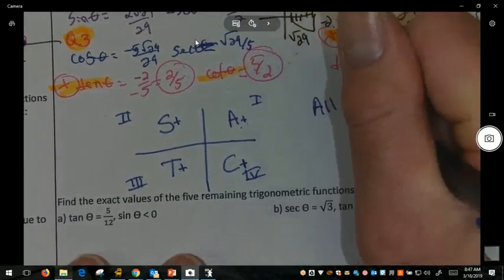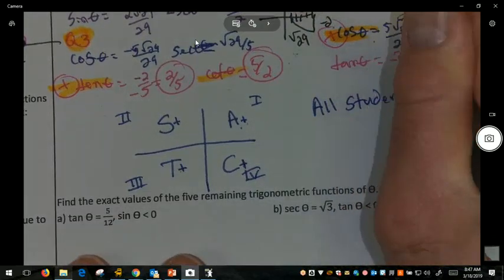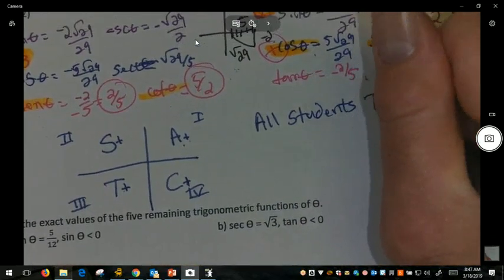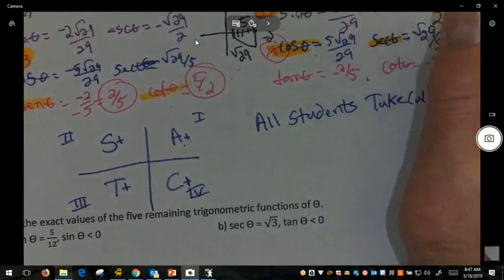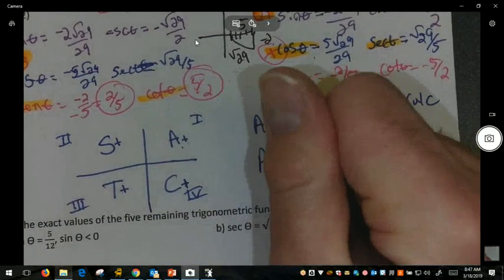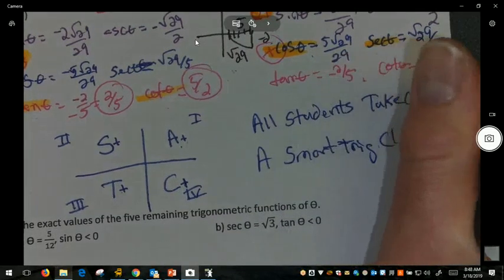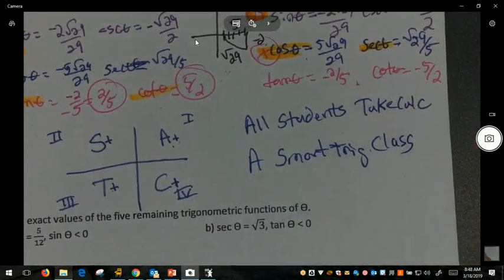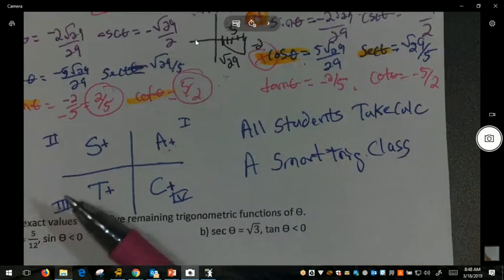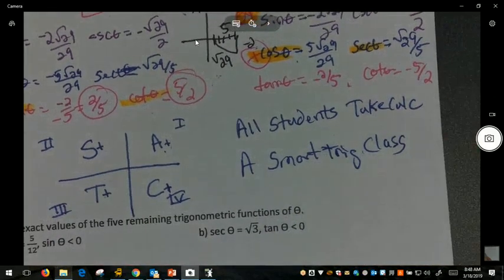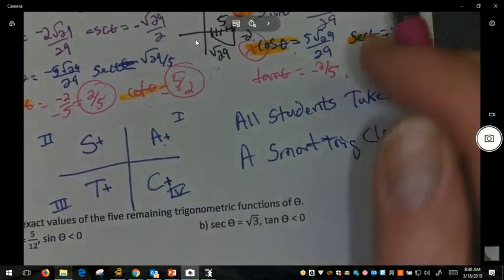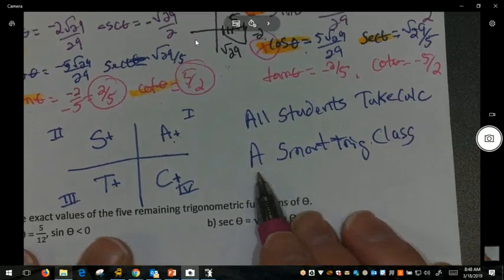So the two phrases are all students take calc, or a smart trig class. You can pick either one, which you want to use. I often use a smart trig class because not all students take calc, but many do. So you can pick whichever device you want. But this is to help you remember the primary functions.